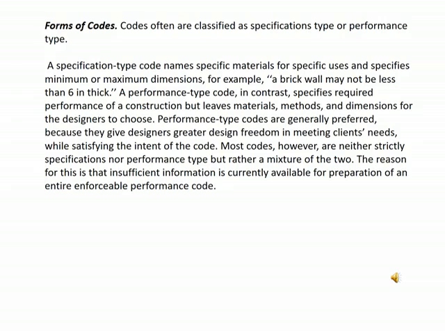For example, a brick wall may not be less than 6 inches thick. Those are the building codes. A performance type code is a construct that specifies the required performance of the construction but not the material, method, or dimension, leaving those for the designer to choose.